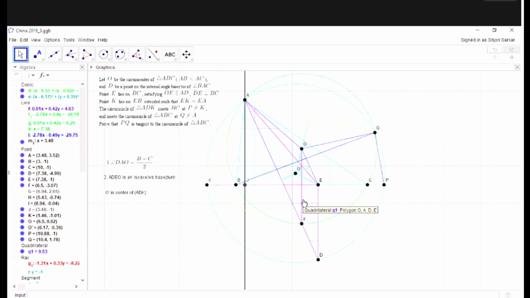Okay, were you guys able to hear the thing I told, that O dash is the angle bisector of AEK? When I told that, I was audible. Yes, okay.